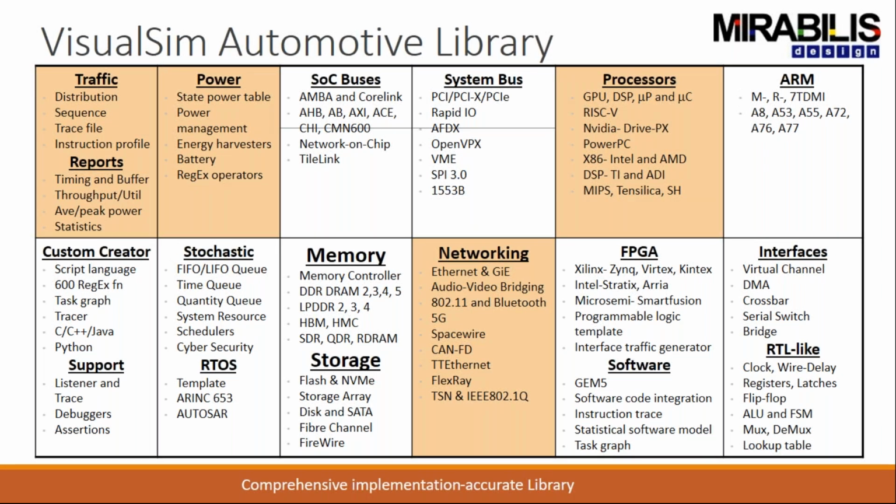Now, this is the automotive library. We have traffic, memory, storage, networking, FPGAs, and a lot more, and all these libraries can be used to develop a model, which you can analyze using the VisualSim architecture.